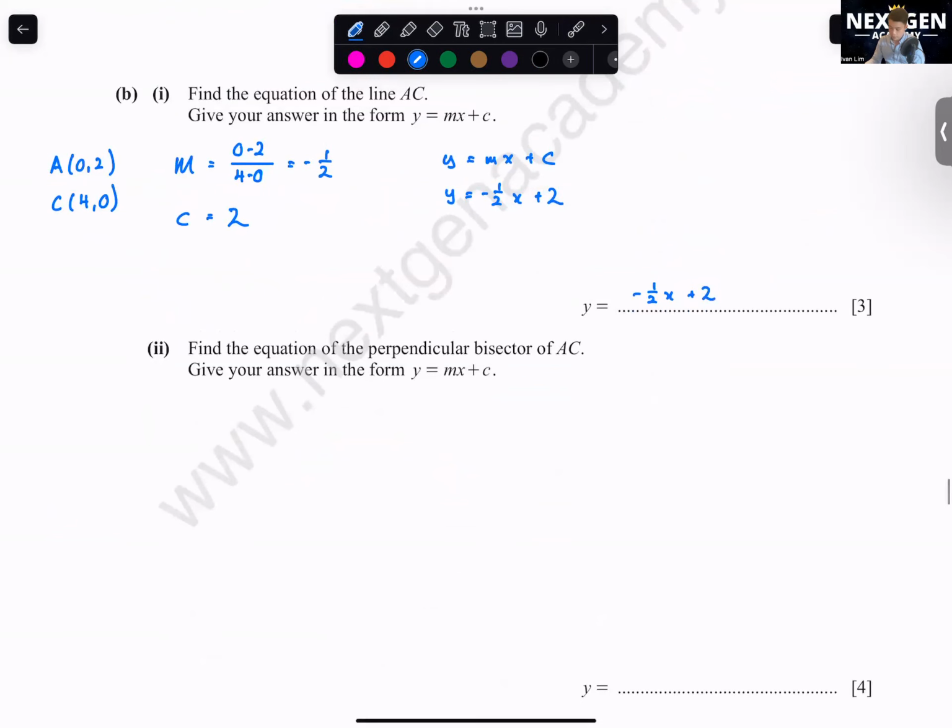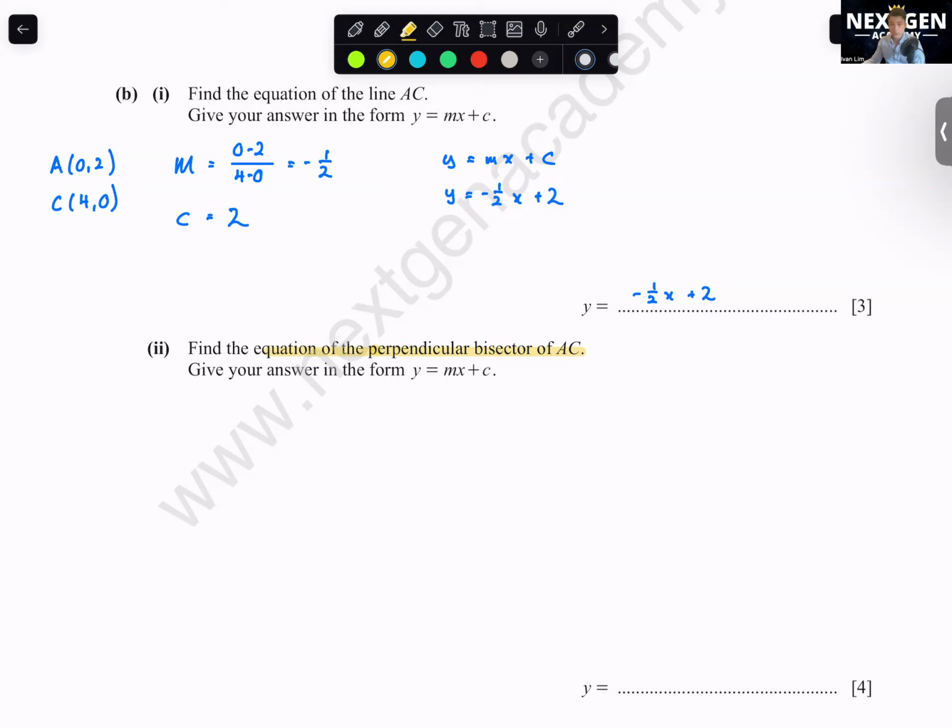Okay, next one. Find the equation of the perpendicular bisector of AC. Oh, okay. This one is all the formulas they are asking you for the coordinate geometry already. If you're not sure on this, go into chapter 7 on the graph. Inside my Thinkific, chapter 7, the first few videos is all on coordinate geometry. Okay, how do we do this part here?